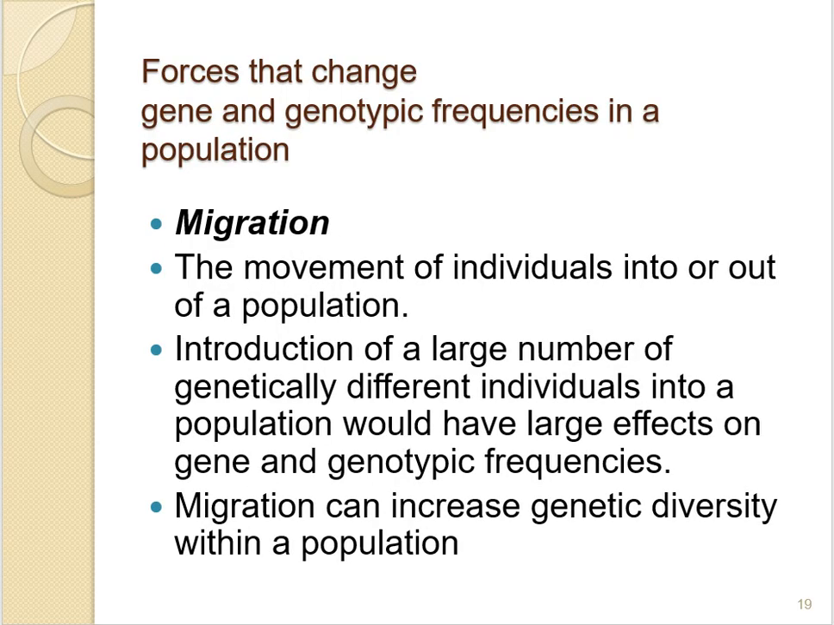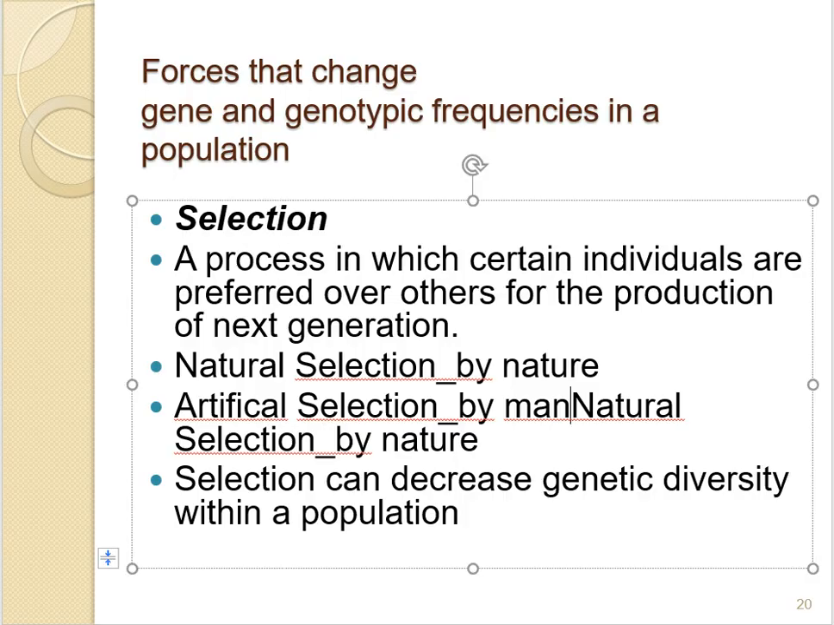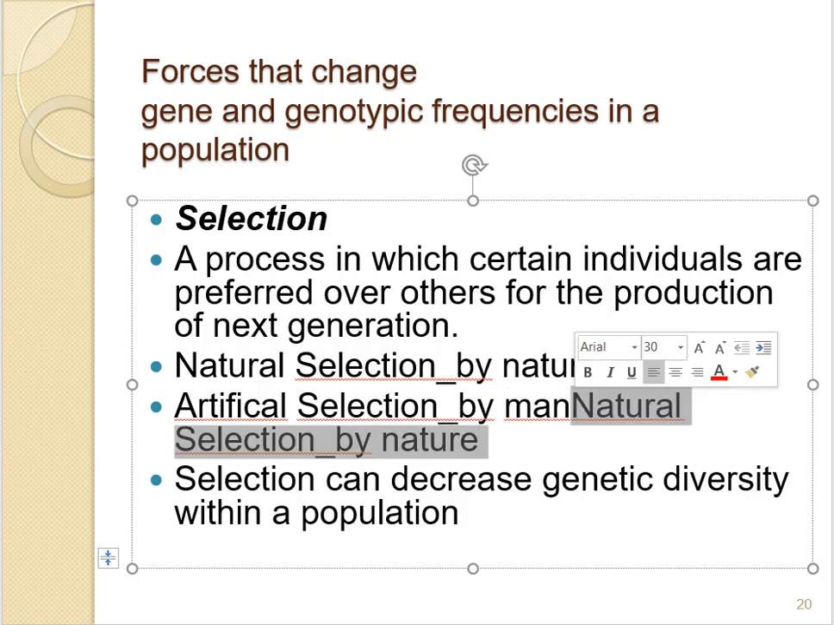Another force is migration, which is movement of individuals into or out of a population. Introduction of a large number of genetically different individuals into a population would have a large effect, and migration essentially increases genetic diversity within a population. Selection is another force, which is a process in which certain individuals are preferred over others for the production of the next generation. Natural selection is selection by nature, and artificial selection is selection by man. Selection can decrease genetic diversity within a population.